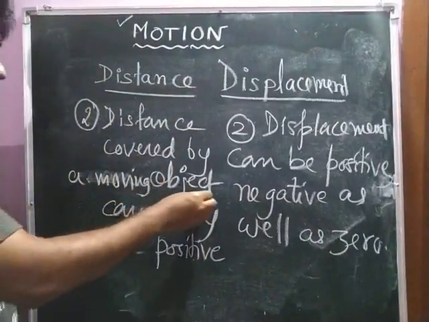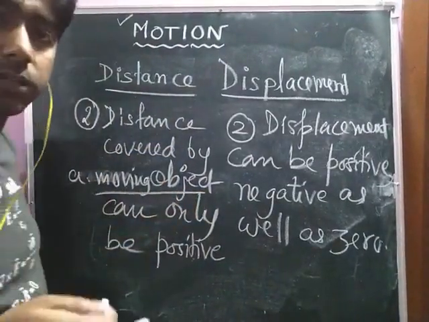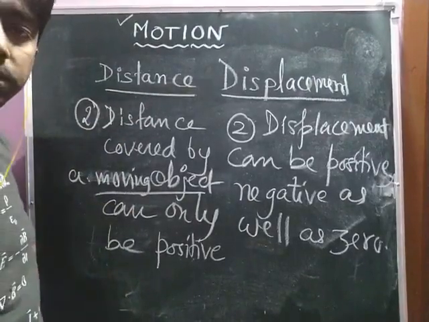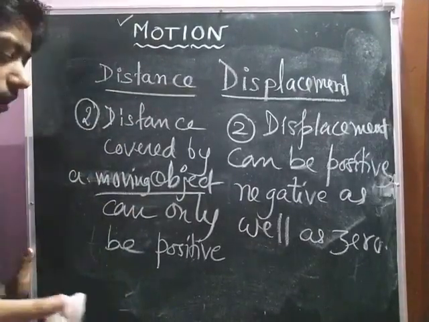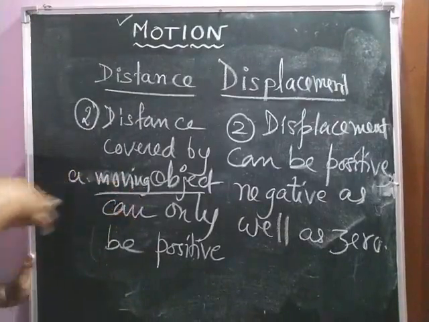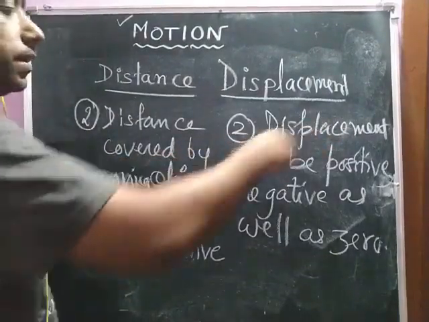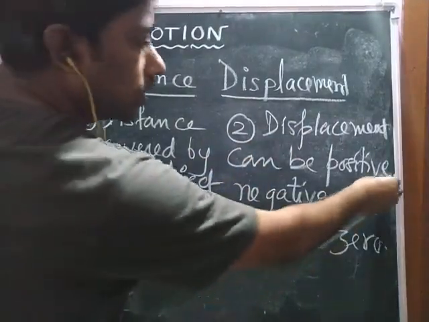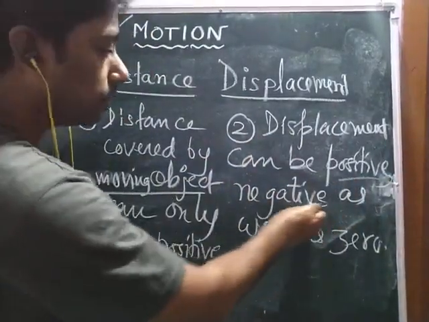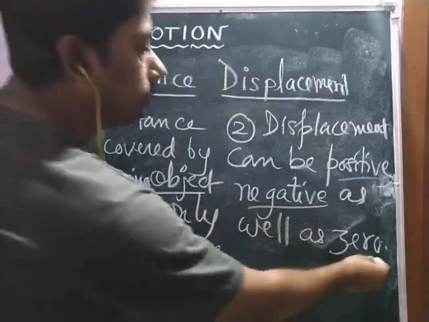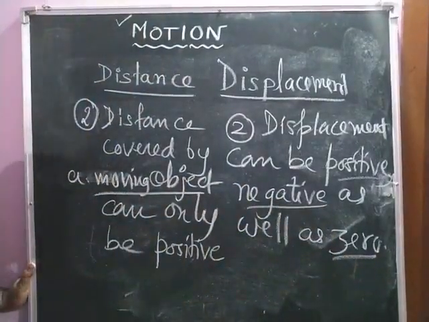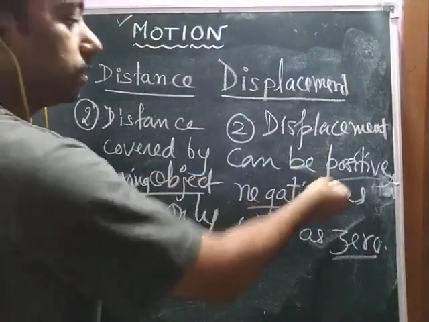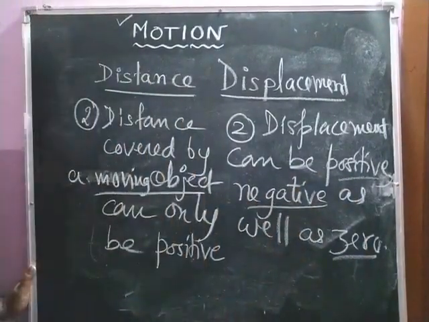Distance of a moving object: if an object is moving, that is changing its position with time, then its distance should always be positive. That means its distance will always be increasing with time if it is moving. But displacement of an object can be positive, it can be negative also, as well as it can be 0.